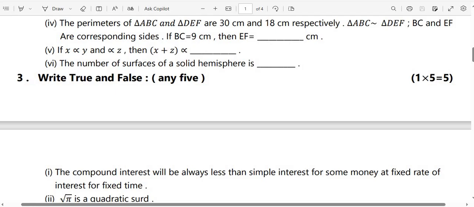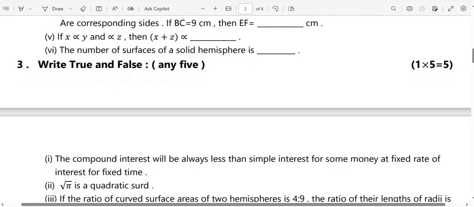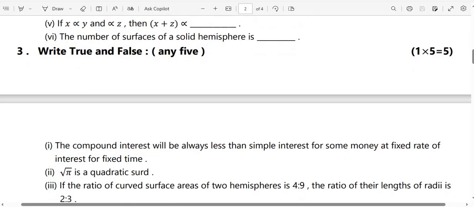Next question number 3. Write true or false, any 5. 1 into 5 is equal to 5. Each question carries 1 mark. Question number 1. The compound interest will always be less than simple interest for some money at a fixed rate of interest for a fixed time.